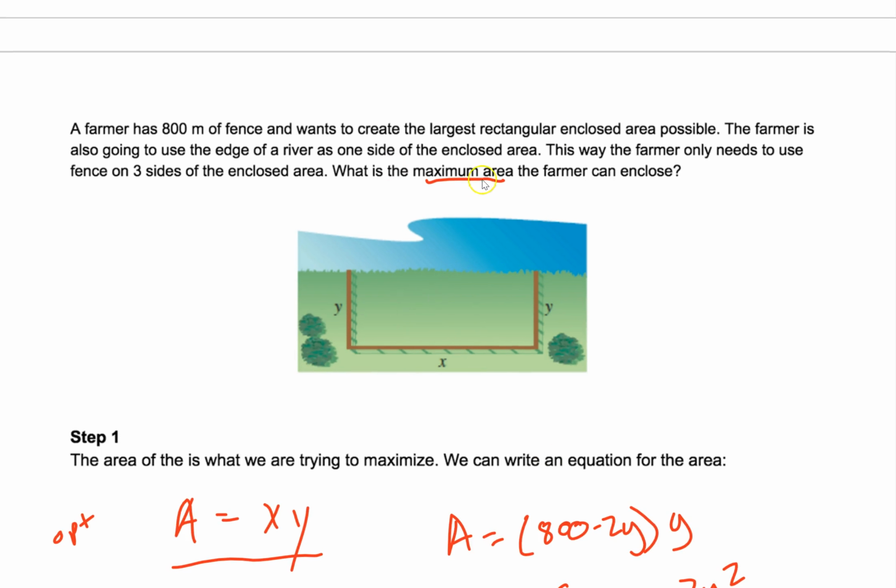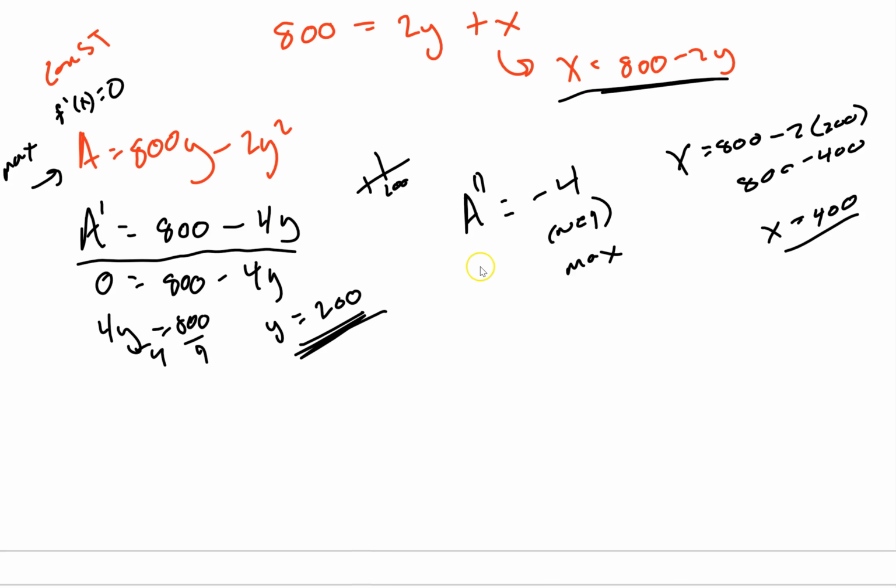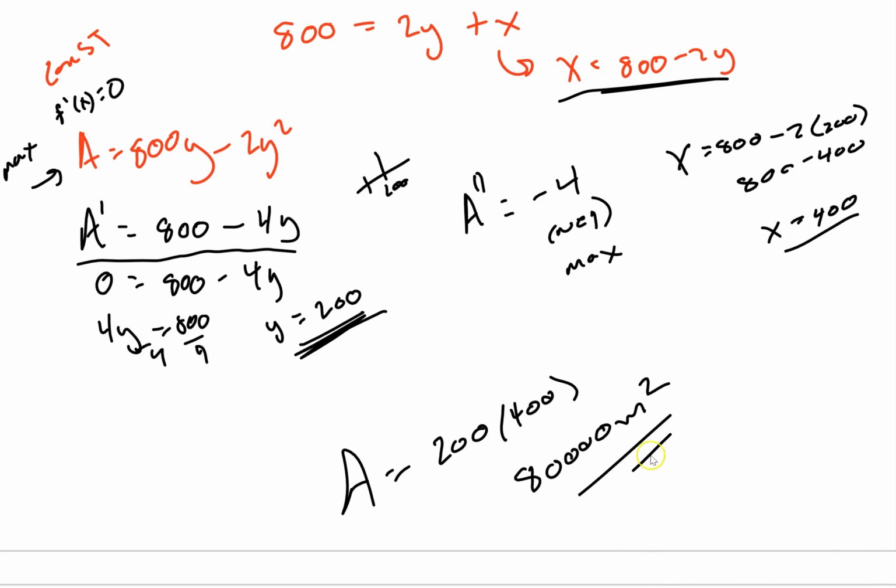And again, the question is to find the max area. Sometimes it might just be to find the value of the long side or whatever. This question actually wants you to find the area. So my answer is going to be the area, which is 200 times 400, also known as 80000 meters squared, because it's the area.